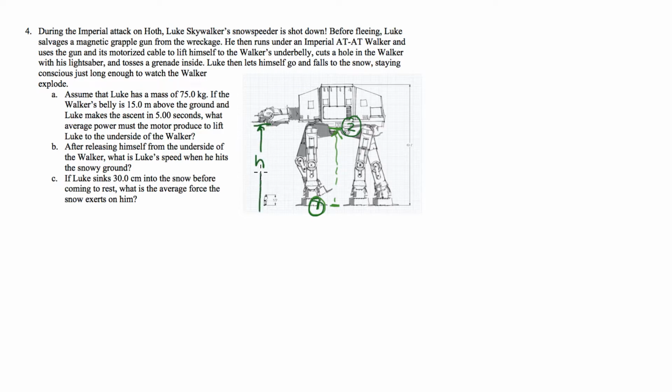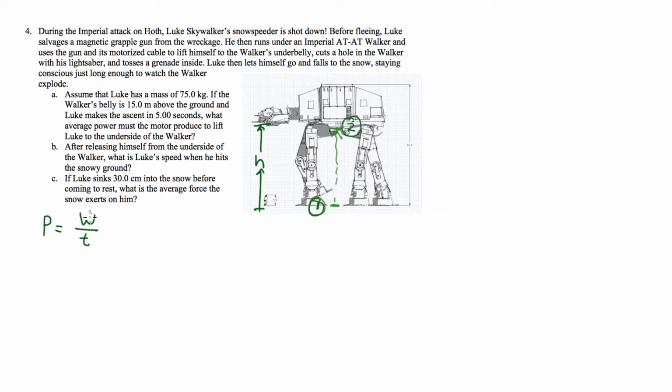Okay, so there we go, and he goes up to the belly of the Walker, and the height difference there is 15 meters, which I'm going to call H. Let's start with that one: what average power does the motor have to produce to lift him to the other side of the Walker in 5 seconds? So first we have to find power, as you'll recall, is work divided by time, right?